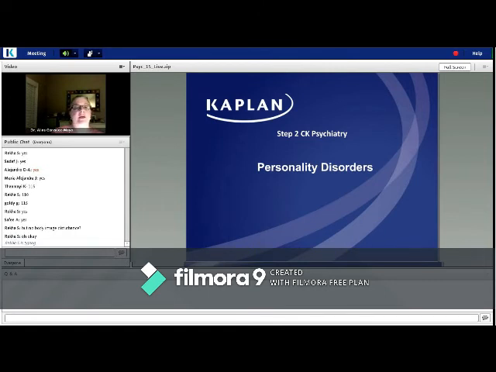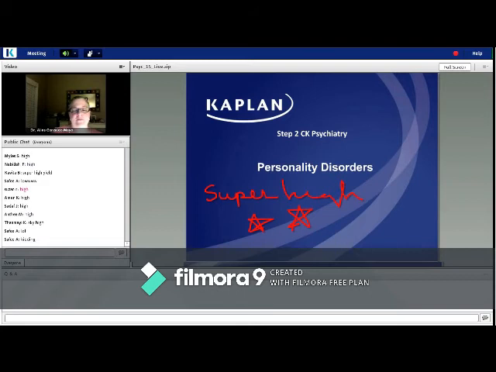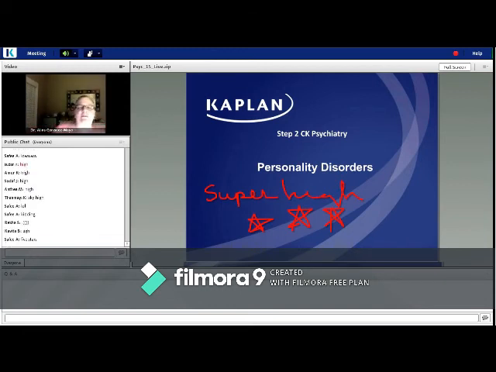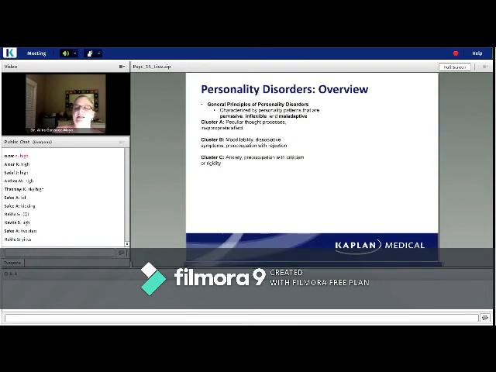Personality disorders, what do you think? High or low? Super high. Star, star, star. They love this stuff. And they still ask it on Step 3 too. Yeah, sky high. Okay, let's move on. Let's start with what on earth is a personality disorder?